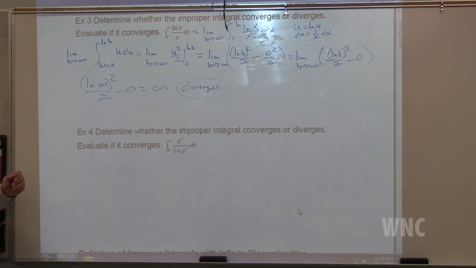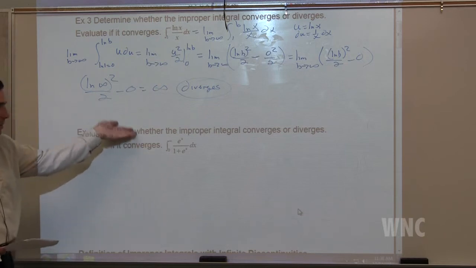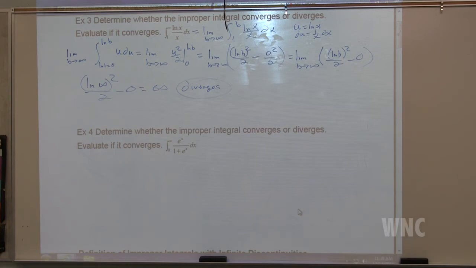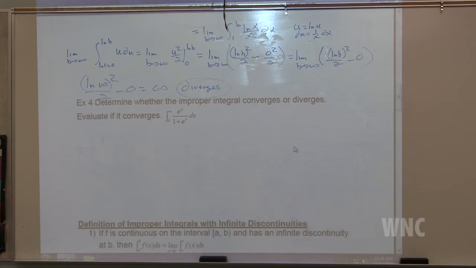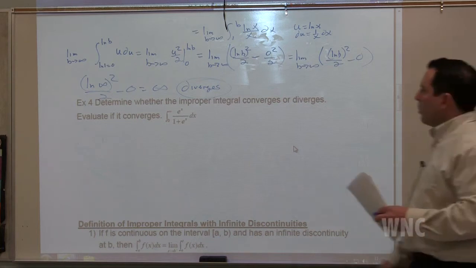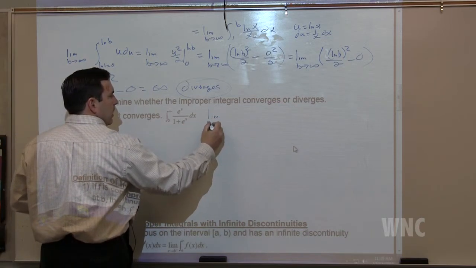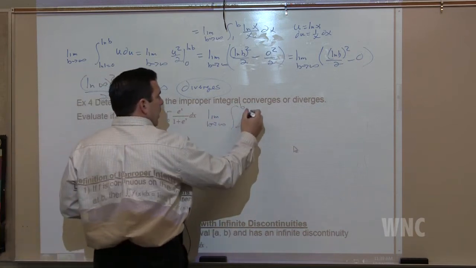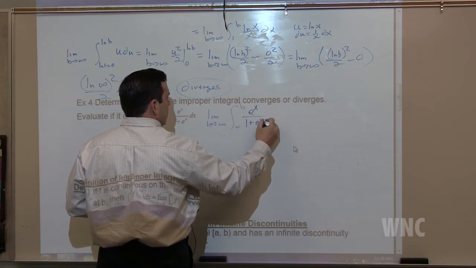Okay. Go on to example 4. Determine whether the improper integral converges or diverges. I'm going to scoot this up just a tad. Give us a little more space on the board. Okay, so we have the limit as b goes to infinity, integral from 0 to b of e to the x over 1 plus e to the x dx.